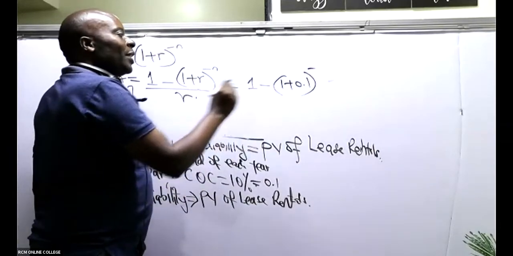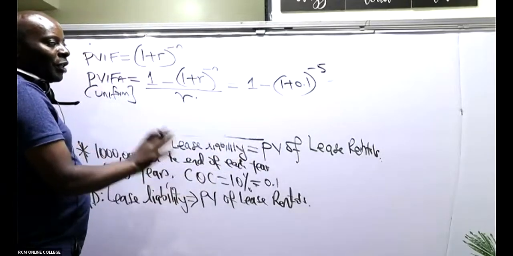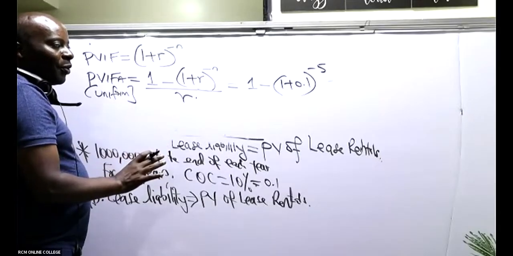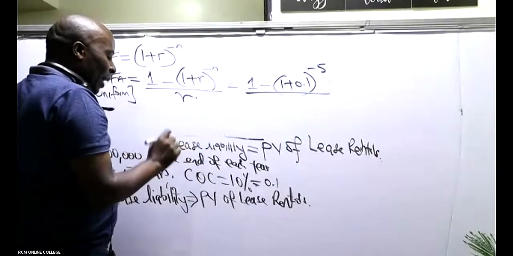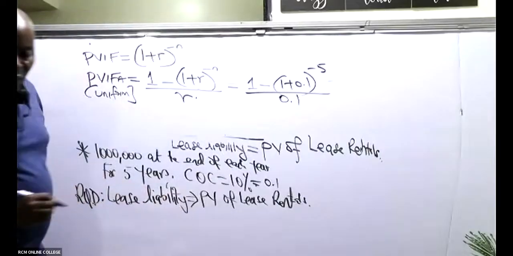The number of years in this case is how many? This is a lease of 5 years. We're going to enjoy this for 5 years. And then we shall divide everything by our R, where our R in this case is 0.1.